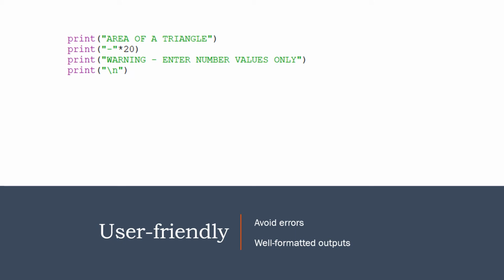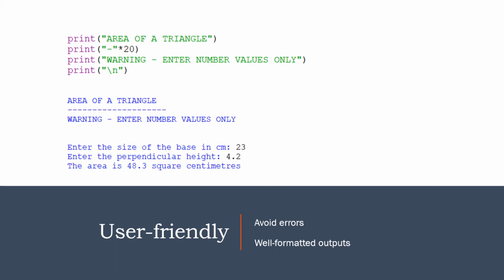We could simply print a warning sign. So under the line that says this is the area of a triangle, I've written a warning, enter number values only. The final line there, print \n, that throws a blank line. So when we run the program, it says area of a triangle, warning, enter number values only. There's a blank line and then the input part of the program.